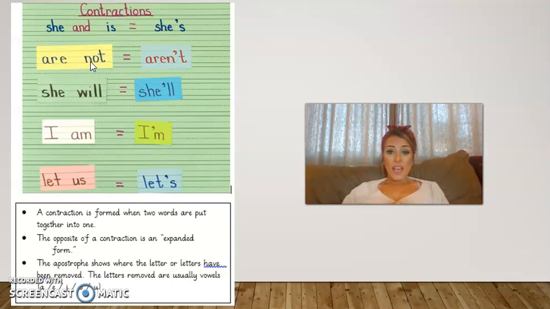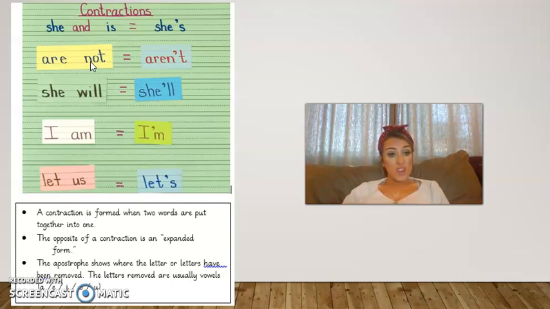So instead of saying, you are not finished with your spag lesson yet, sometimes we might say, you aren't finished with your spag lesson yet. And that's quicker because I'm saying one word instead of two words. So that's the reason that we use contractions sometimes, but it's really important to learn to use them correctly.